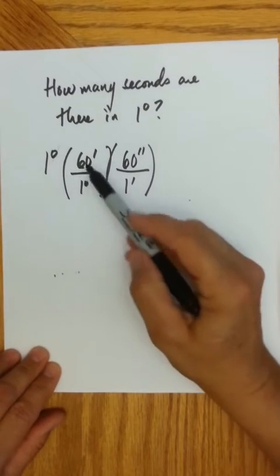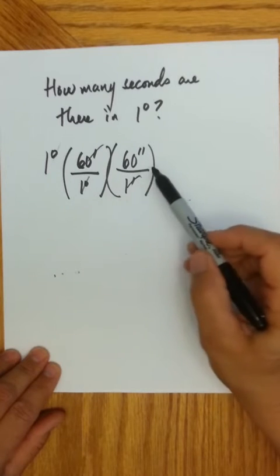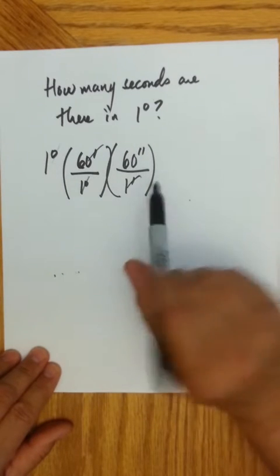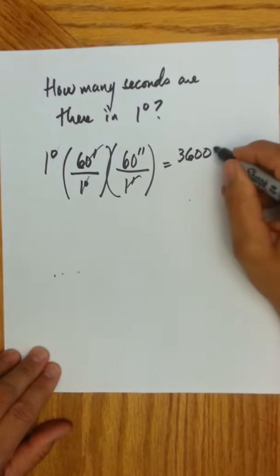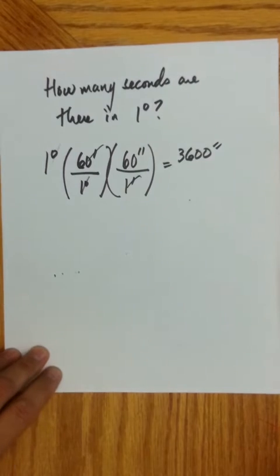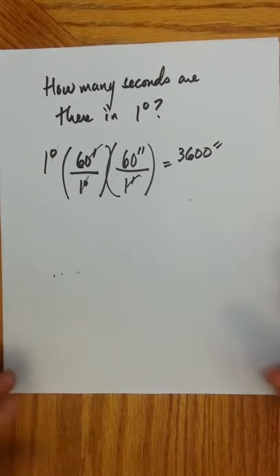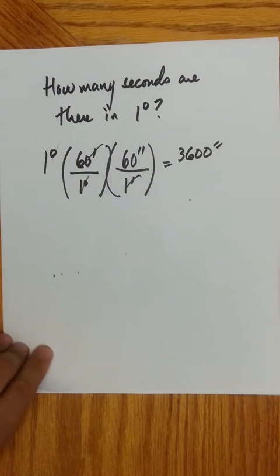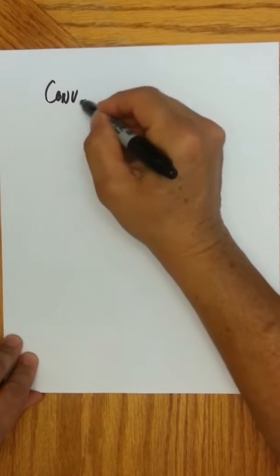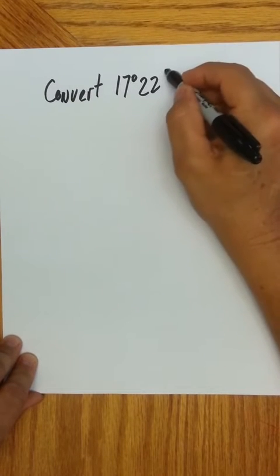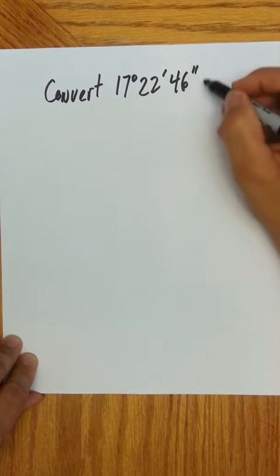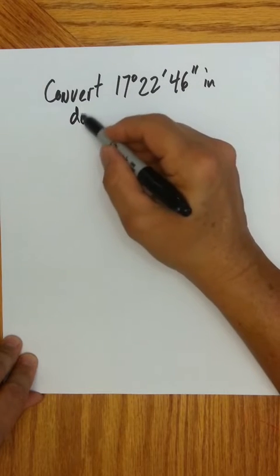Now these degrees would cancel out. These minutes would cancel out. You'd multiply 1 times 60 times 60 to get 3,600. Divide by 1, divide by 1. So we have 3,600 seconds in 1 degree. So obviously there's a lot of precision here. Okay. So now let's take another example, and let's say you were asked to convert 17 degrees, 22 minutes, and 46 seconds into what they call decimal degrees.